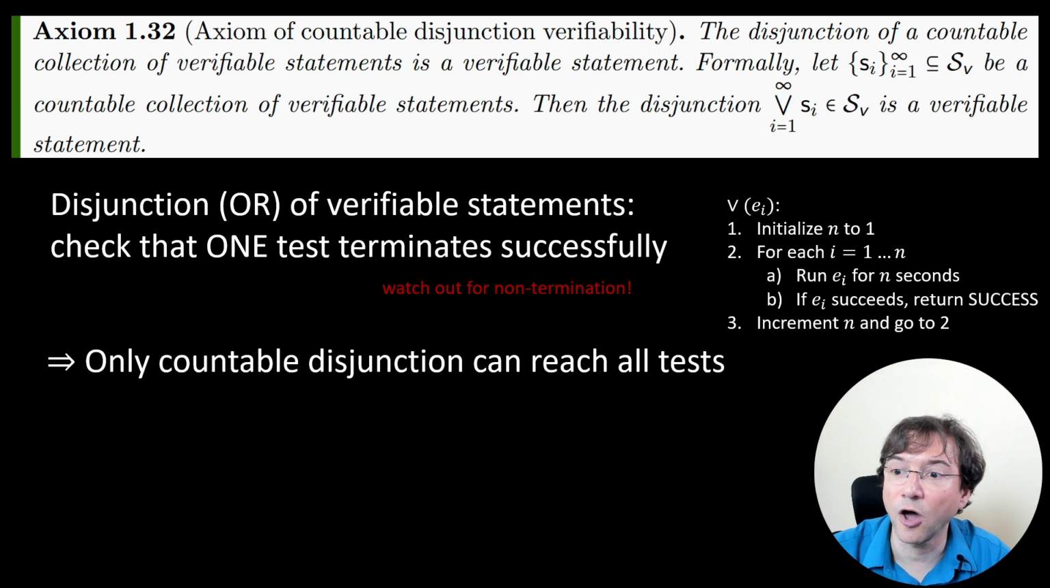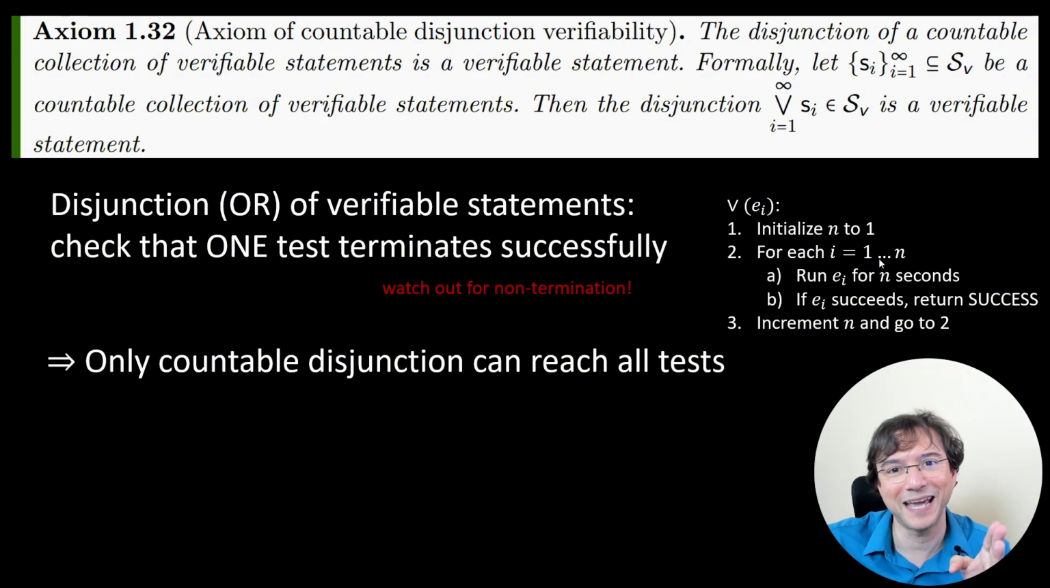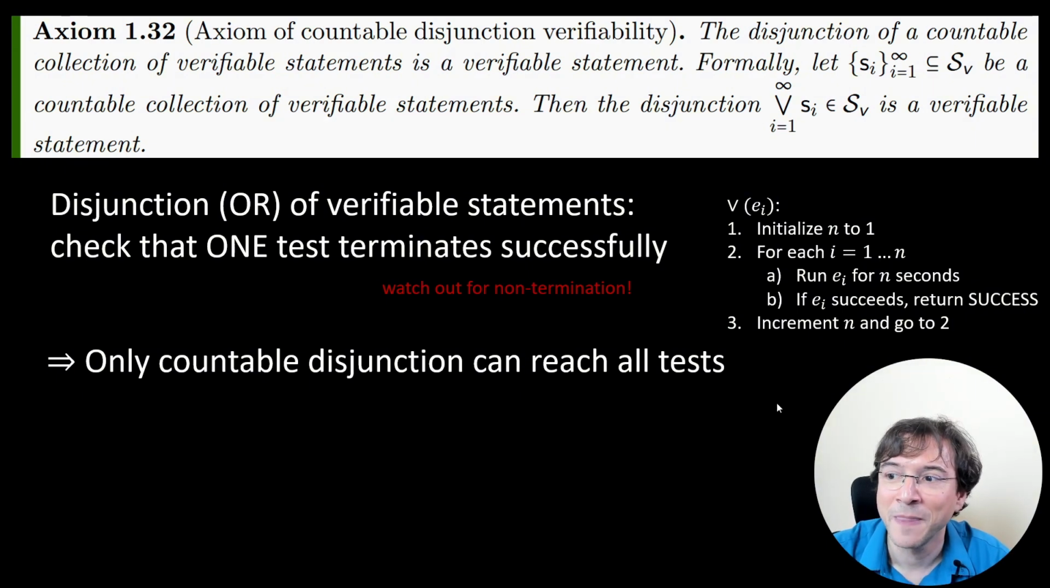Now, of course, this only works if you have countably many elements, because here we are always going through finitely many at a time, and you can only explore countably many with this process. And so that's where we're limited. So we have the axiom of countable disjunction verifiability. We can only be guaranteed that we can verify the countable disjunction of verifiable statements.